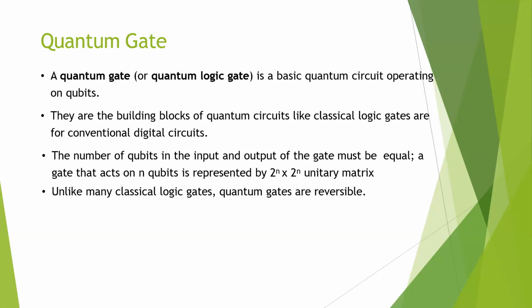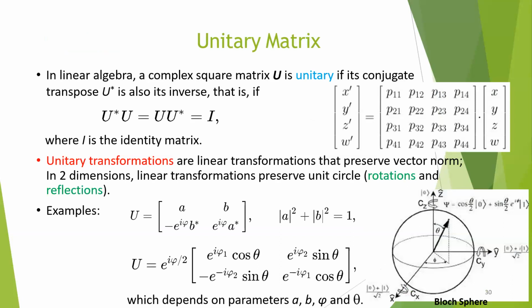The number of qubits in the input and output of the gate must be equal. A gate that acts on n qubits is represented by a 2^n by 2^n unitary matrix. Unlike many classical logic gates, quantum gates are reversible. That is a unitary matrix. We all know that in linear algebra, a complex square matrix U is unitary if its conjugate transpose U* is also its inverse.